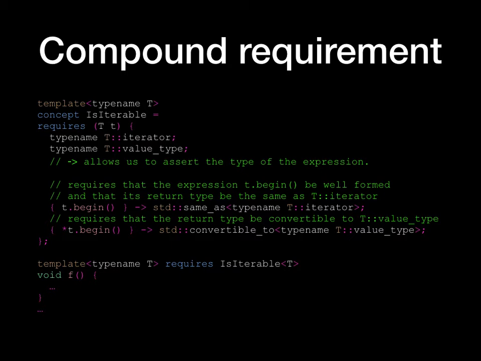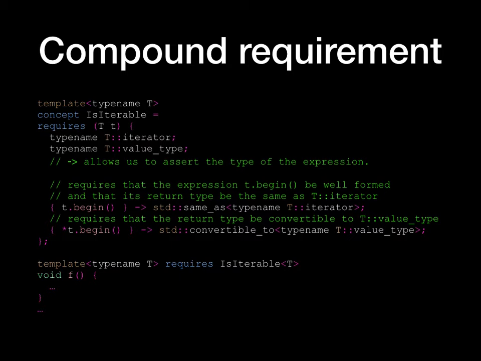And on the left side, you'll have your compound statement with the braces, then an arrow, and then what you want to check against on the right hand side. So here we have t.begin, which asserts that t.begin is well formed for any variable t which has our template type T, and that the type of t.begin is the same type as our T::iterator. So t.begin should return an iterator. That is the one we specified as our type member.